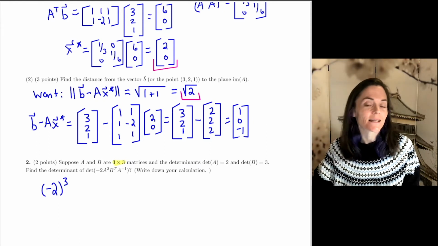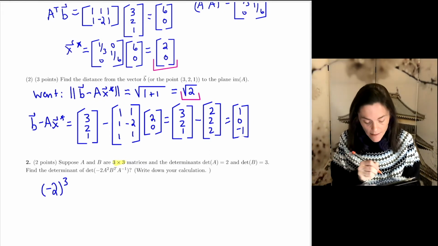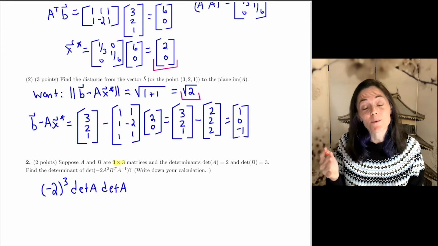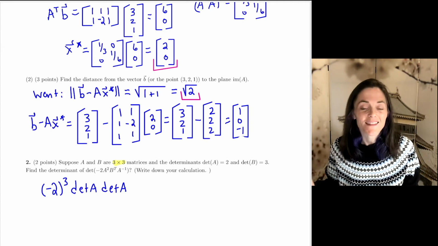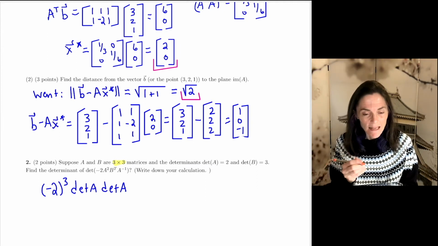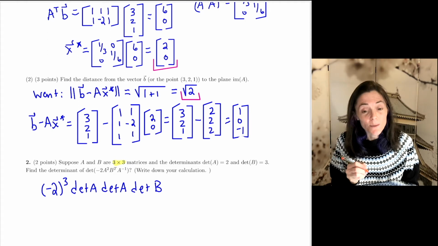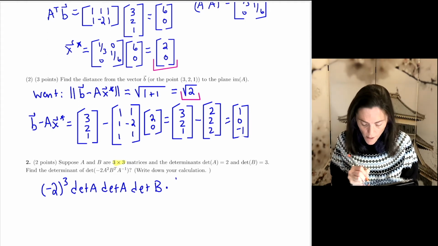The determinant is linear in each row separately. Then I have the determinant of A times the determinant of A, because a product of determinants is a determinant of products provided they're all square matrices. And then I have the determinant of B transpose is the determinant of B. And then the determinant of A inverse is 1 over the determinant of A.